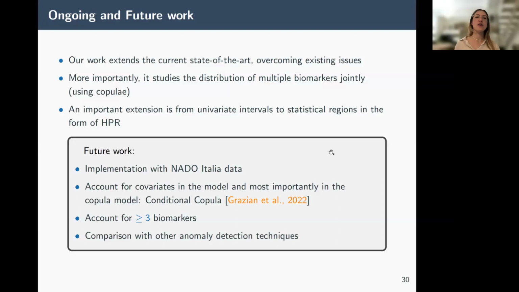Of course, there is some ongoing and future work. For example, we are now trying to implement it on a real big data set provided by the National Anti-Doping Organization, the Italian one. The other one is to include covariates, and this is going to be done with the data provided by NADO, to account perhaps for multiple biomarkers, even if nowadays the haematological model only focuses on two, and also perhaps to compare our strategy to other anomaly detection techniques.